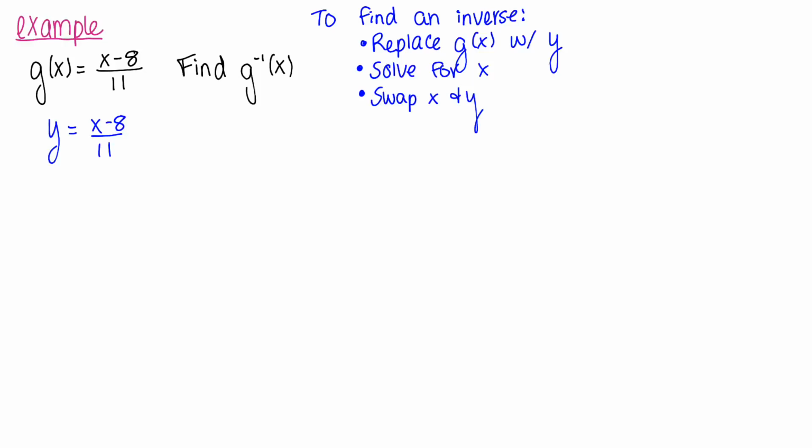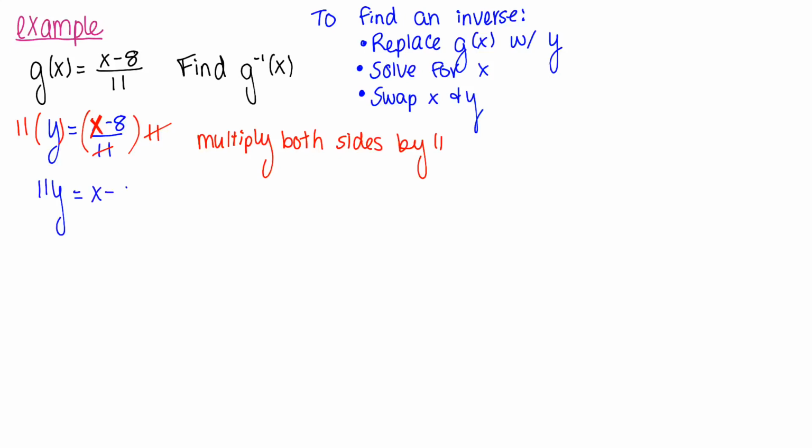Now to solve for x, I'm going to start by undoing the denominator. So I'm going to multiply both sides by 11 because that will cancel the 11 in the denominator. Okay, so I get 11y is equal to x minus 8. Now to get x by itself, I need to add 8 to both sides.